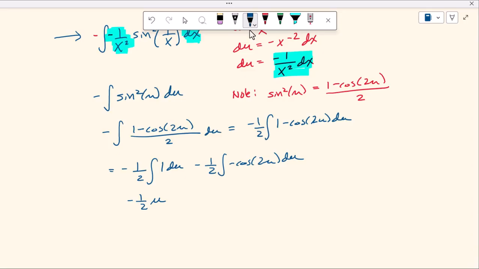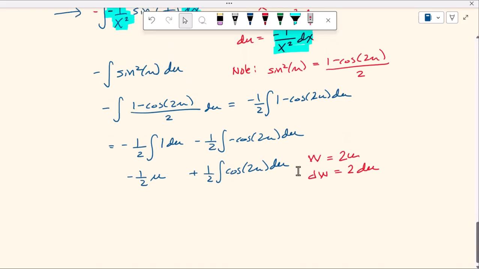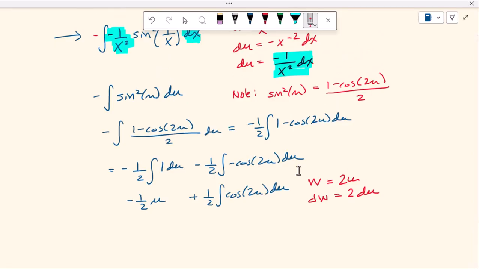Now here I have a negative times a negative is a positive cosine of 2u du. Okay, now I have to do another substitution. So here we're going to introduce another variable, and I'm going to call it w, and I'm going to let w equal 2u, so then dw equals 2 du. Okay, now it's important that we keep track and we don't keep using u over and over again, because if I use u again, u is already defined up here to be something else. It was 1 over x. So that's why we're introducing this new variable for substitution.